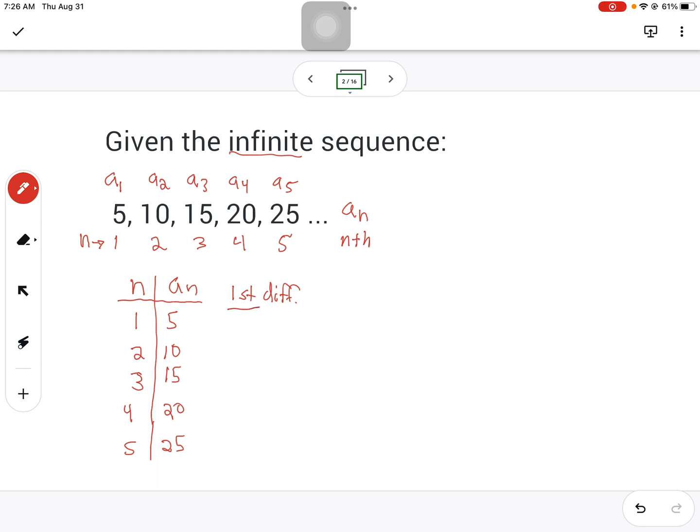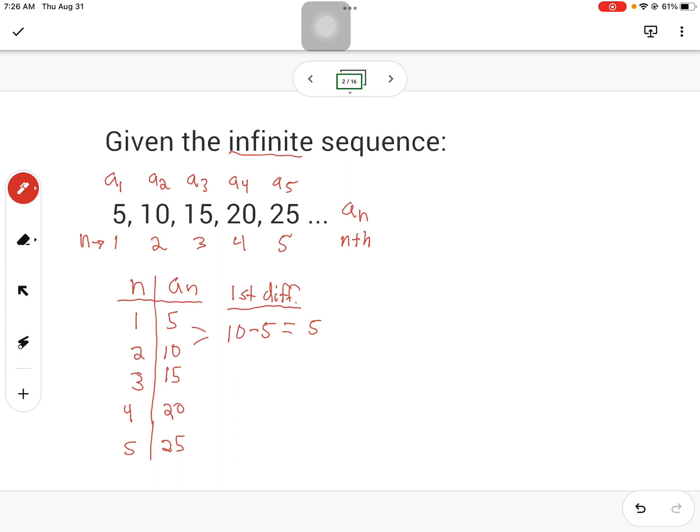And this is a term we're going to use throughout the course, our first difference. So to do that, I just take 10, subtract it by 5, so larger, or the second number, subtracted by the first. Hey, they change by 5.